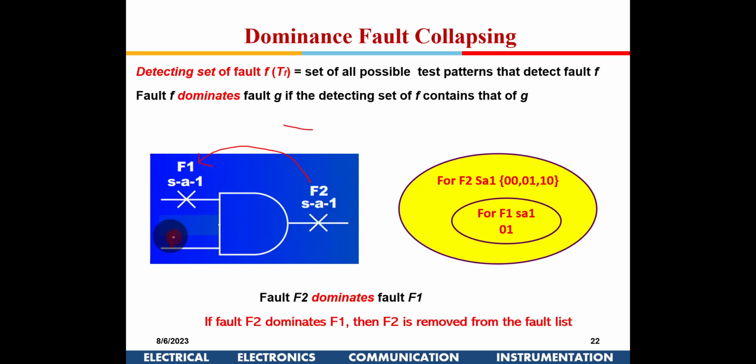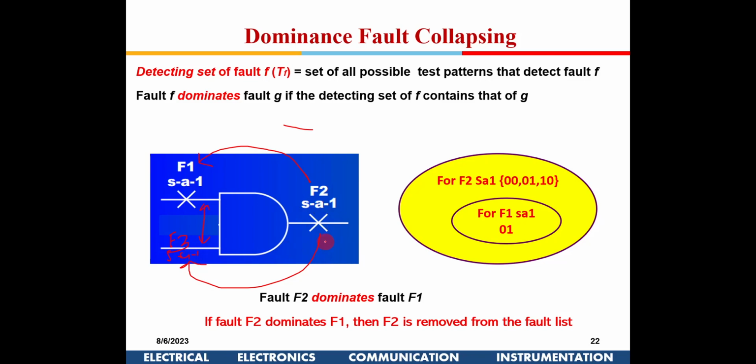Or if I write here as f3 stuck at 1, this can be brought here, and vice versa. But these are not equivalent. So this can be brought here, this can be brought here, but for this stuck at 1 and this stuck at 1, different test vectors are required. Is it okay? Yes, correct.